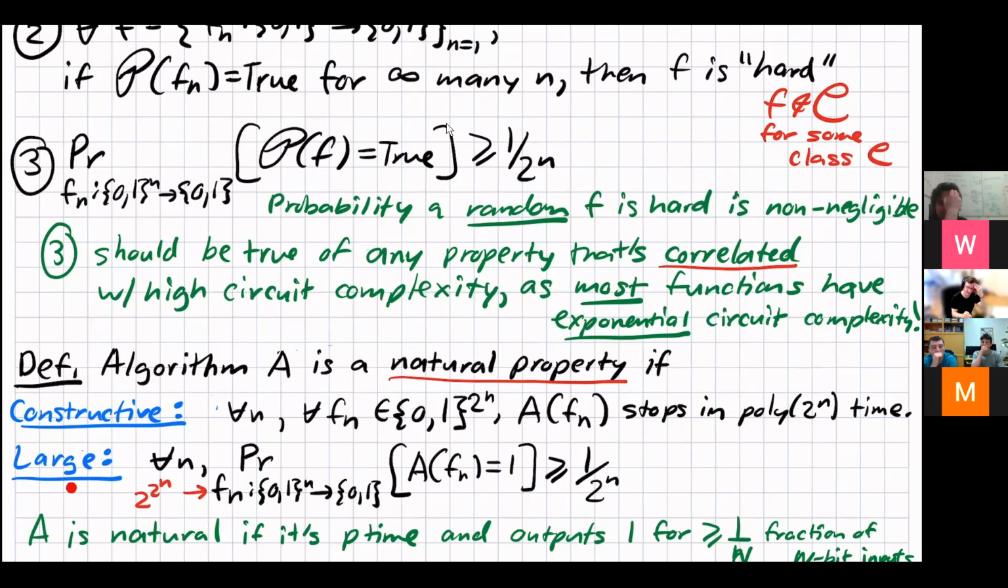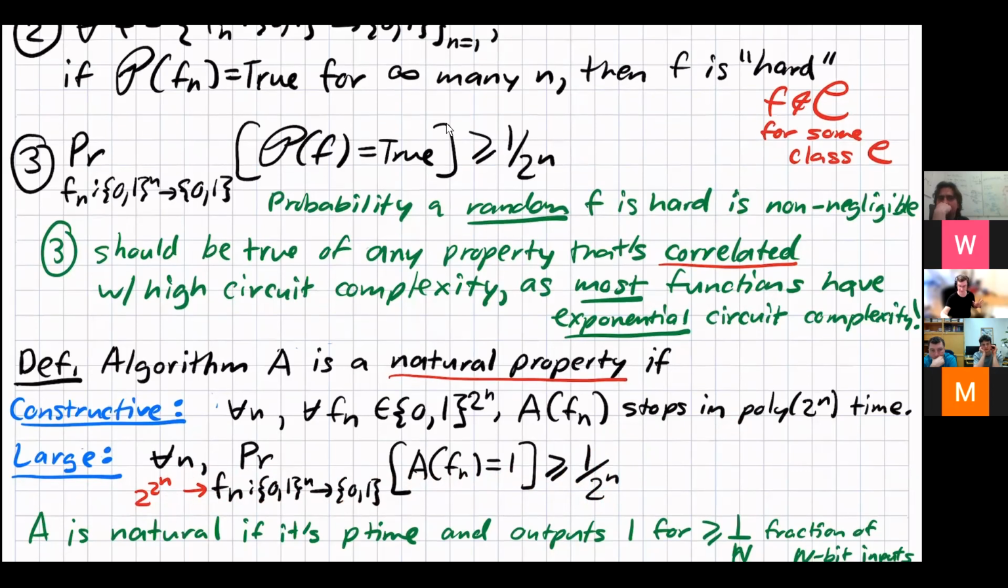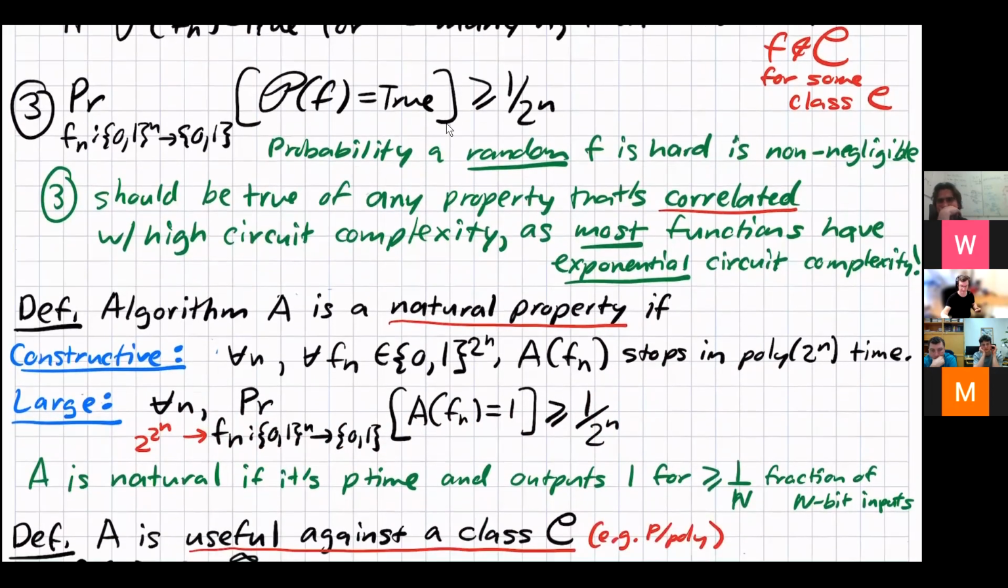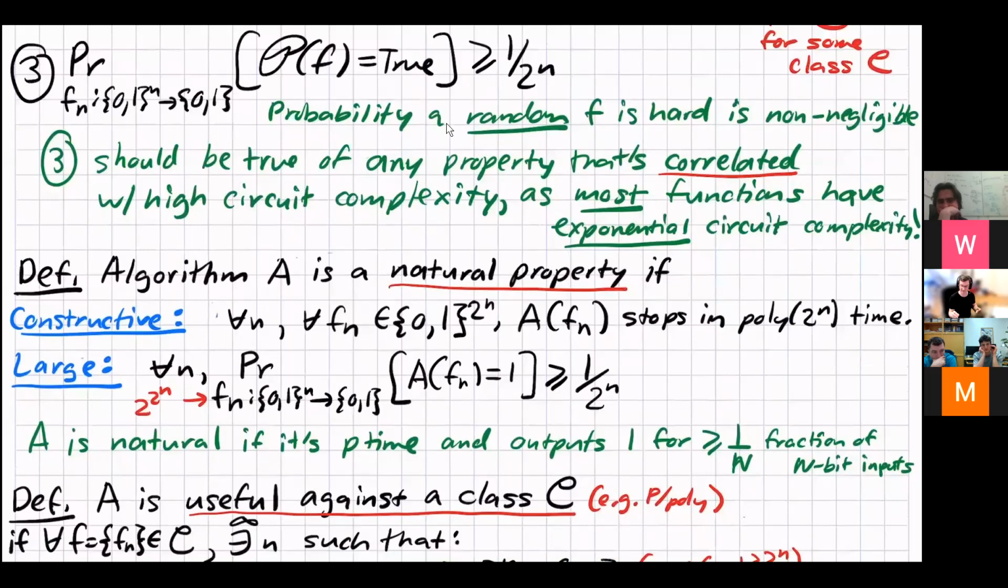And then it's large if it outputs 1 with non-negligible probability. So for all n, if I pick a completely random function, it's going to output 1 with probability at least 1 over 2^n. This is the space of 2^(2^n) possible Boolean functions, so this is like 1 over the input size. So it's not that negligible. It's non-negligible. That's what we mean by natural property. All right, it's poly time. It outputs 1 for at least a 1 in 2^n fraction.